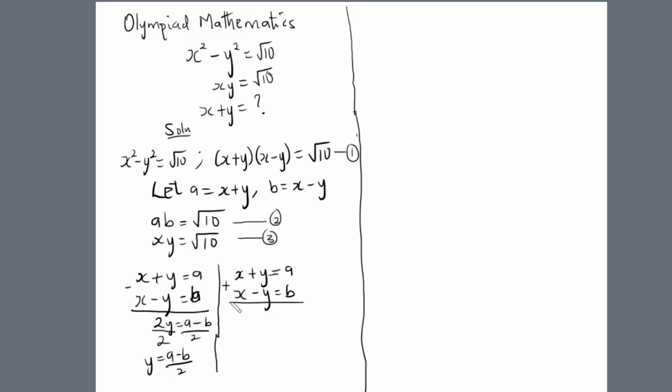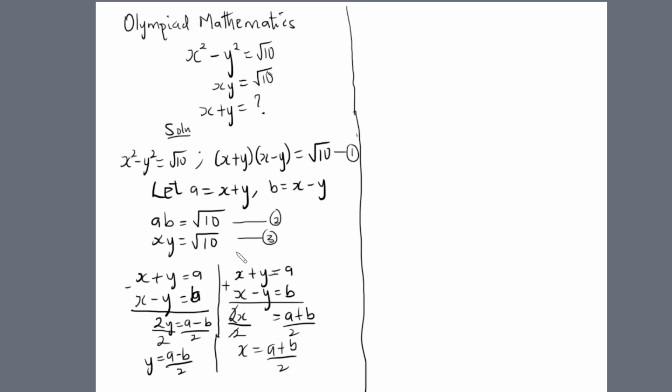For the other part, the reason why I'm adding is because if I do y plus minus y, it will be y minus y, which is 0. And then we have x plus x, which is 2x. And then we have a plus b. To get the value of x, divide both sides by 2. And then this is cancelling out. x will be equal to a plus b over 2.